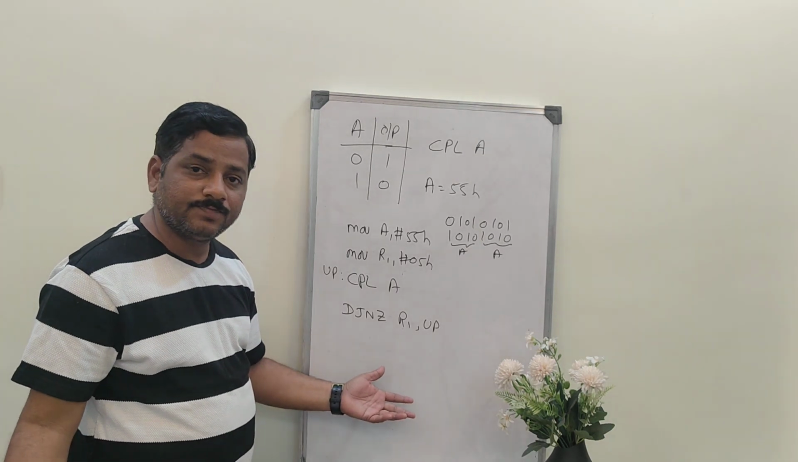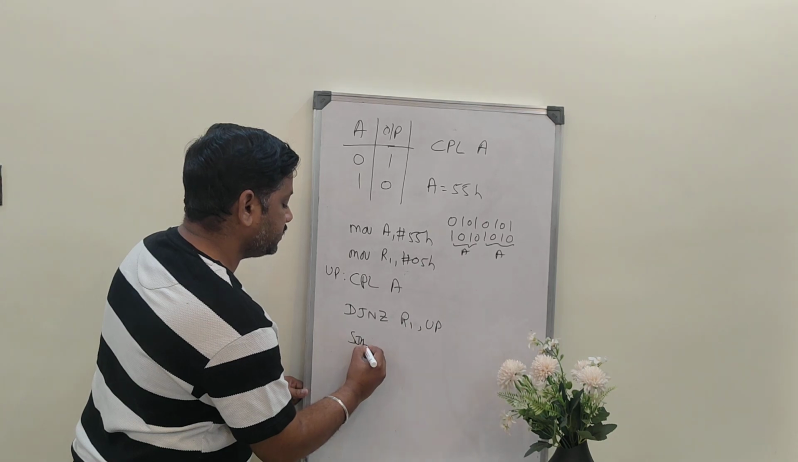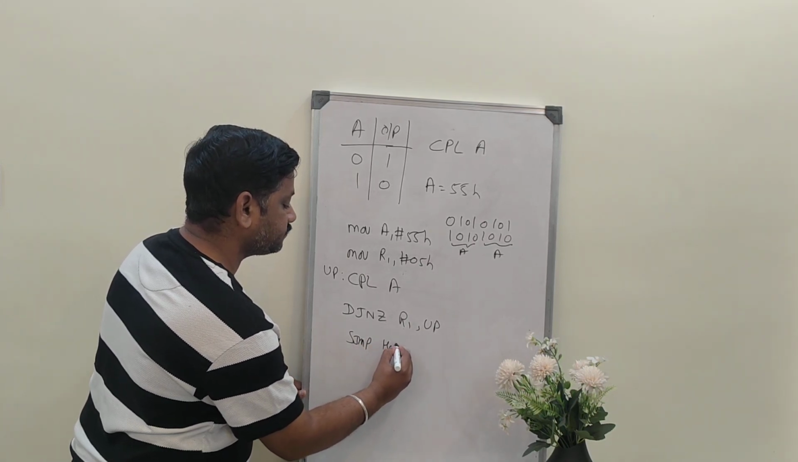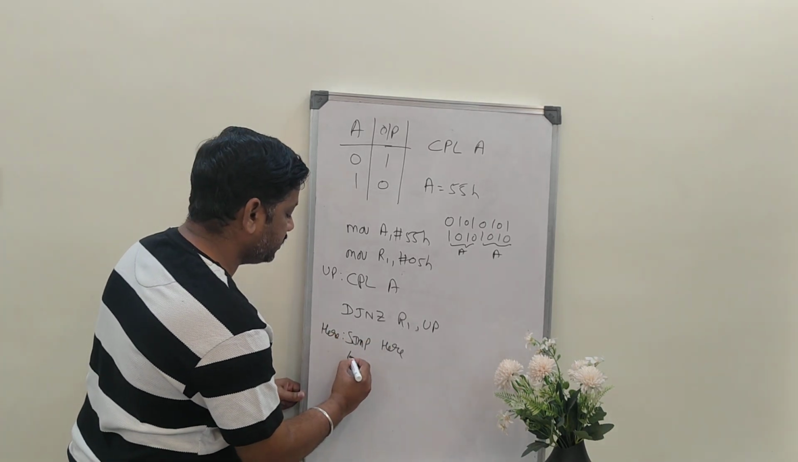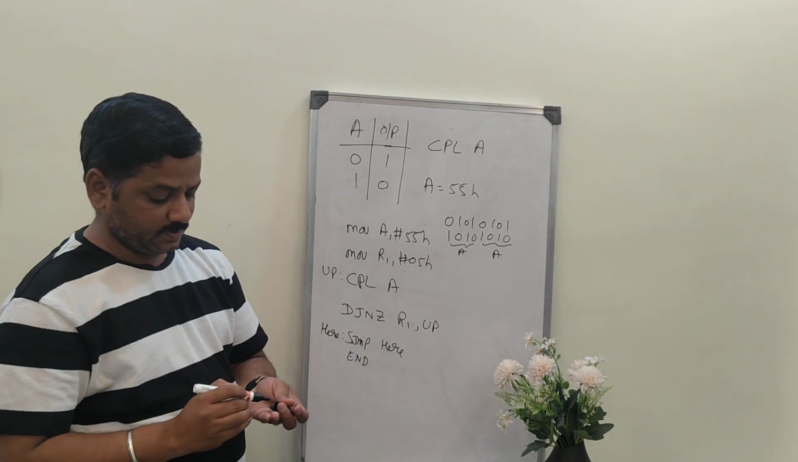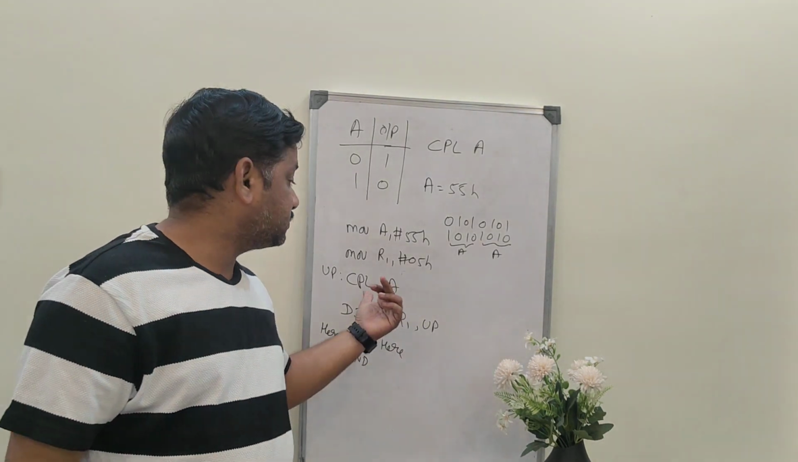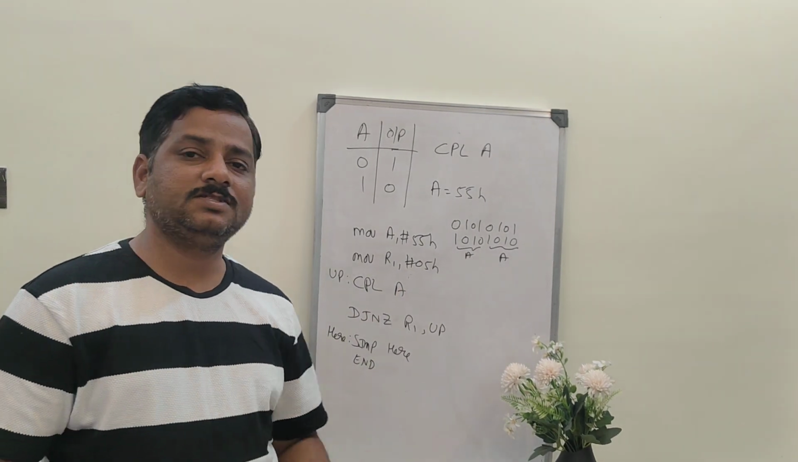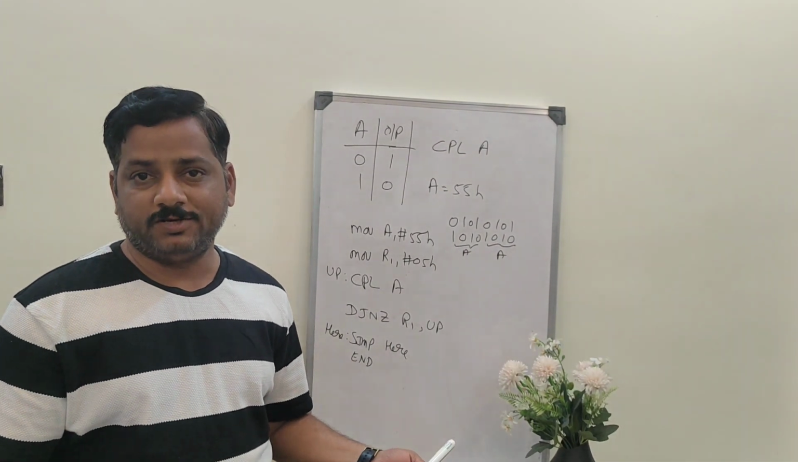And our task is done. We have complemented that accumulator for 5 times. Then I will stop the program by writing a short jump to some label, and I put a label here, an endless label, and END. So this is how a program can be written using the logical instructions. This is one example I have taken. You can use this complement for any kind of application.